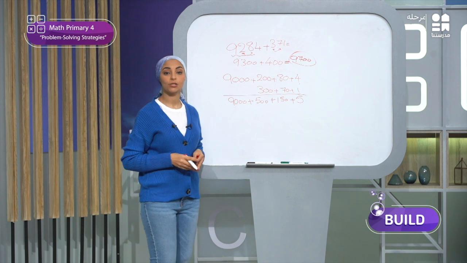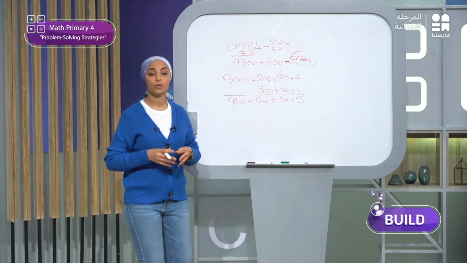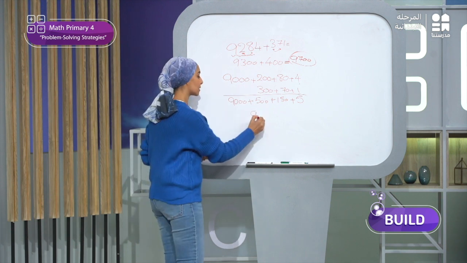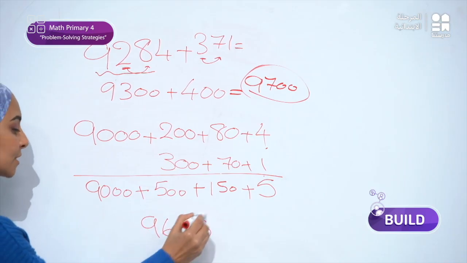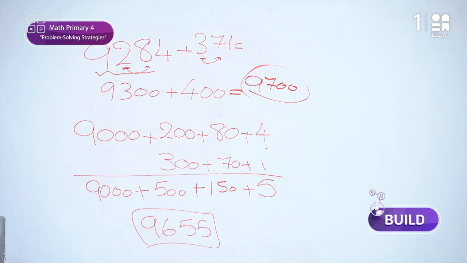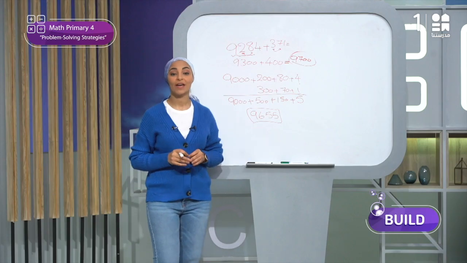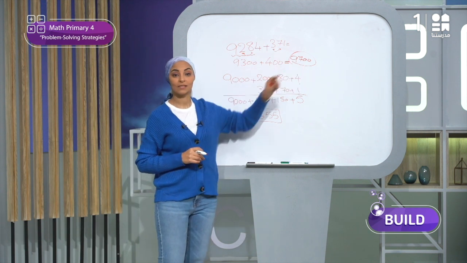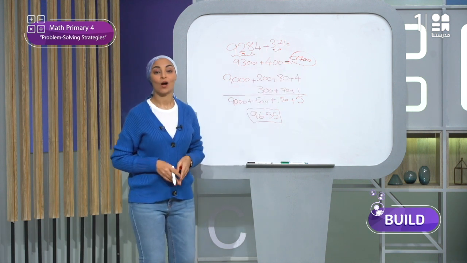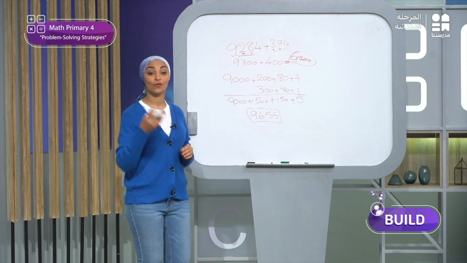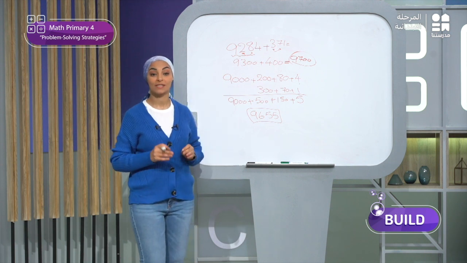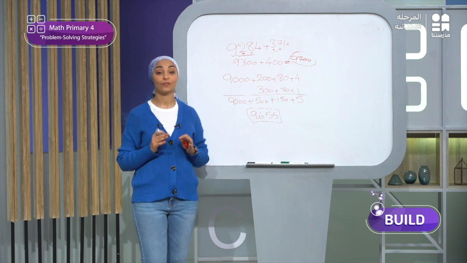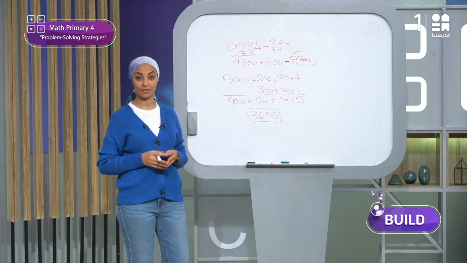Then what should I do? I will add all these numbers. So the answer will be 9,655. Okay? And this is very close to the estimated number, which is 9,700. Now, I am sure you can answer the rest of the problems the same way, choosing the strategy that is more suitable and very easy for you to solve with.